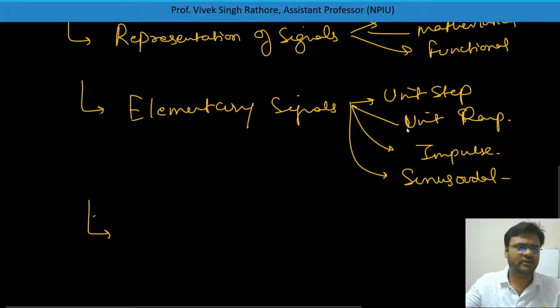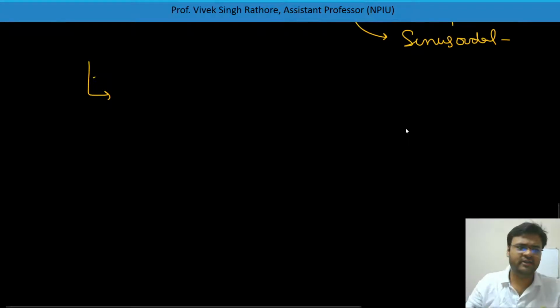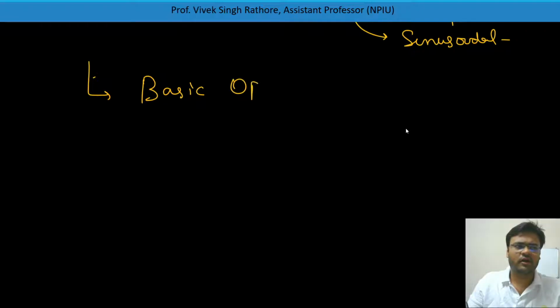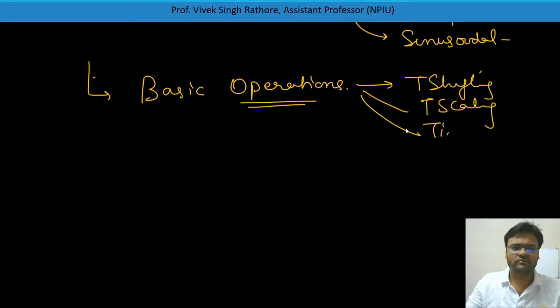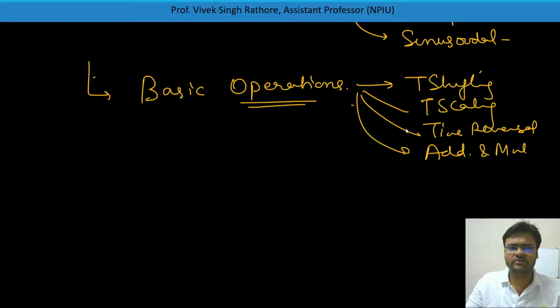Once we have seen how to represent signals and the basic signals, we will see what basic operations can be performed on a signal. Here we will be seeing basic operations performed on signals. Basic operations means time shifting, time scaling, and time reversal, and also addition and multiplication of signals. All these topics we will see in this area.